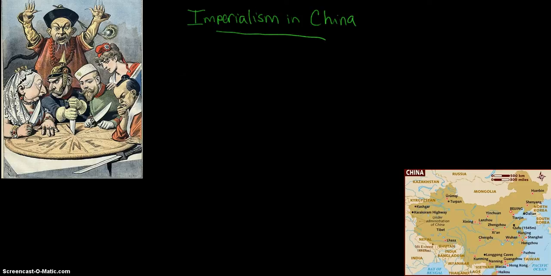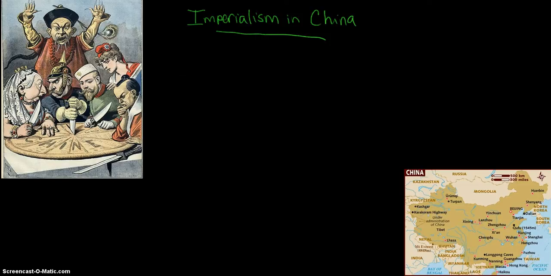We're going to be talking today about imperialism in China, as you can see up at the top. What we've been looking at and talking about already is basically the different ways that Europeans went about conquering different parts of the world, and some of the reasons why they wanted to do it. We've already talked about India and Great Britain. Today we're going to be talking about China and the different nations that were involved in spreading their colonies into China.